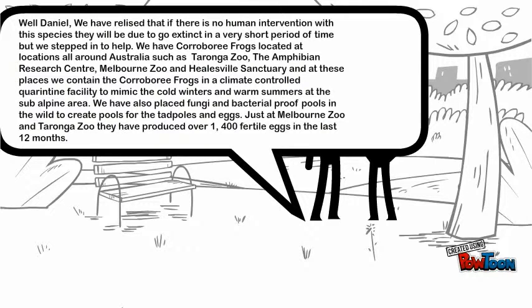We have Corroboree frogs located at locations all around Australia, such as Taronga Zoo, the Amphibian Research Centre, Melbourne Zoo and Healesville Sanctuary. At these places we contain the Corroboree frogs in climate-controlled quarantine facilities to mimic the cold winters and the warm summers of the subalpine area. We have also placed fungi and bacteria-proof pools in the wild for the tadpoles and eggs. Just at Melbourne Zoo and Taronga Zoo alone, they have produced over 1,400 fertile eggs in the last 12 months.